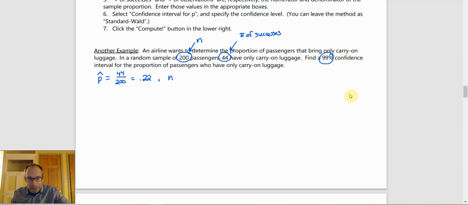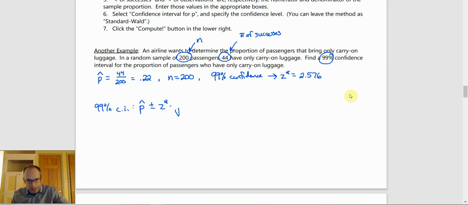n is 200, right? We need that to get p hat, but we kind of already know that. And then the other thing is that with 99% confidence, we got to use a different critical value. And the one that we got to use is 2.576, right? That's what we figured out before. It's in that table a couple of pages ago. And then if we're going to get our 99% confidence interval, then we'd have p hat plus or minus critical value times the square root of p hat times 1 minus p hat over n.